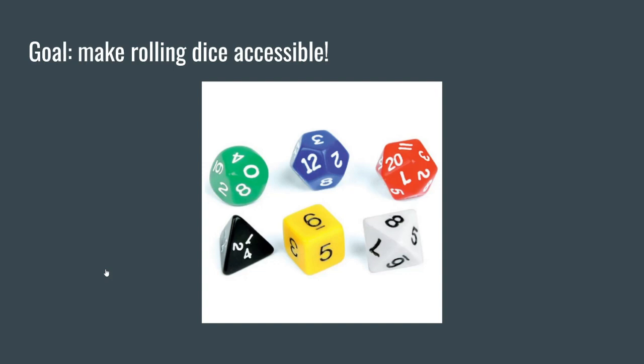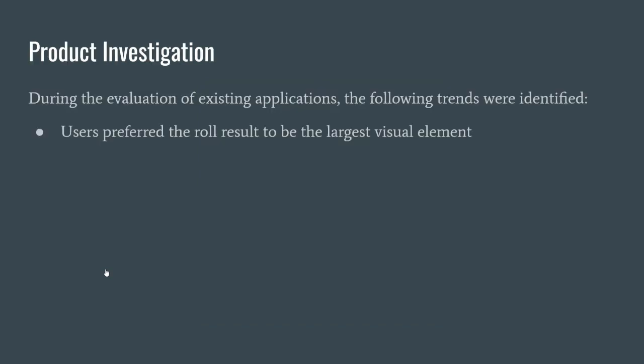So, our goal for our project was to make dice rolling accessible. Dice pose a few accessibility issues. They're small, they move around a lot, and they're visually dependent. There's a few workarounds for this, but in general, it is difficult for a blind or low vision person to roll dice independently.